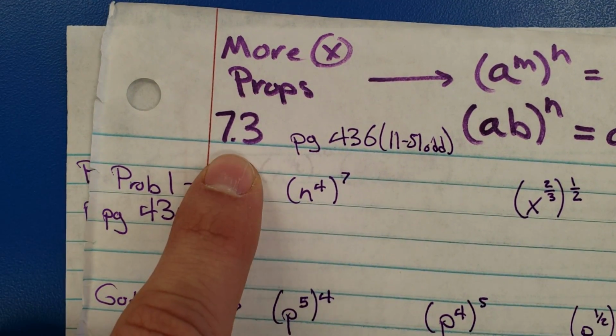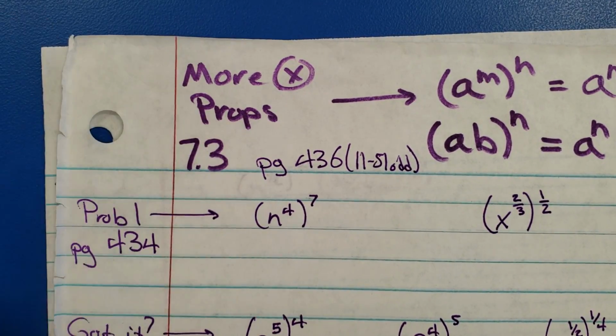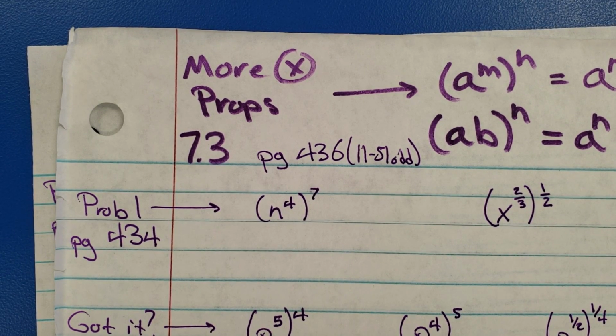Hey, here we go. We're on to lesson 7.3. We're doing more multiplication properties with exponents. Your assignment is right here. Write this stuff down, friends.